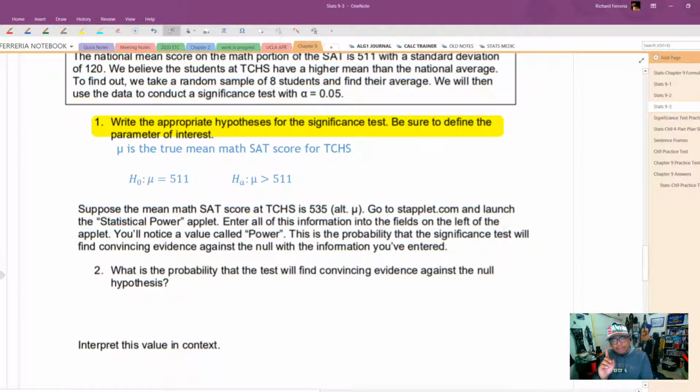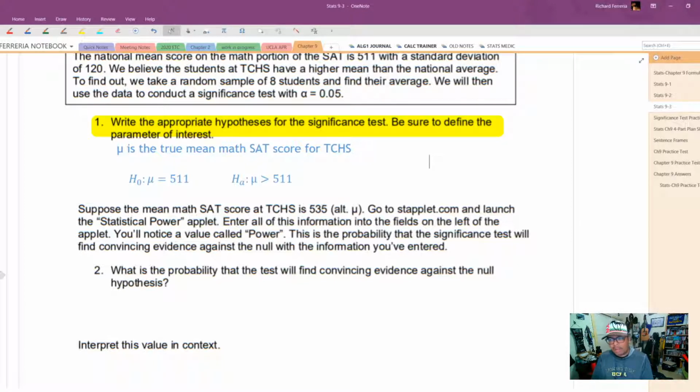Now, this is just going to be hypothetical. Let's hypothetically suppose that the mean math SAT score at Taft High School is 535. We don't know where that number came from, but usually that comes from some sort of testing. So we're going to call that our alternative mu. 535 is the alternative mu.